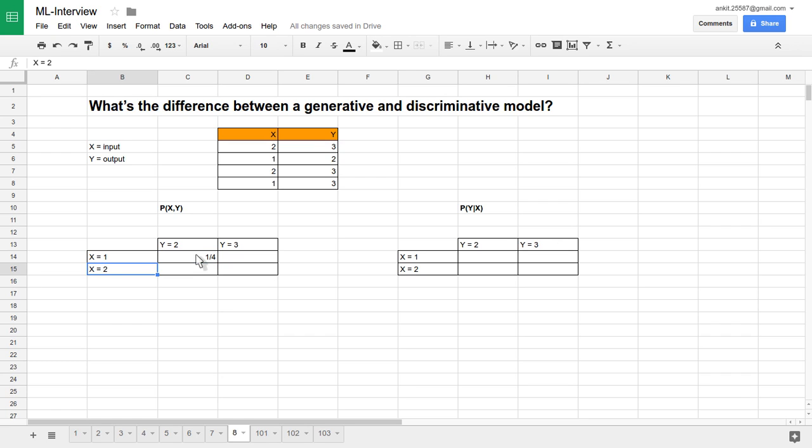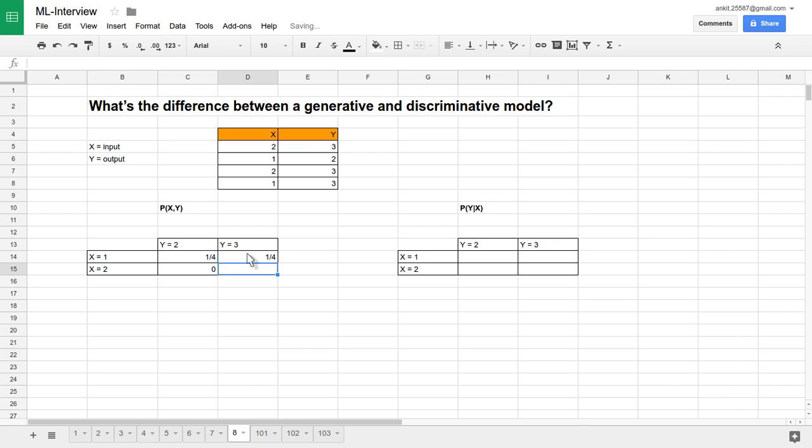Same way, x is equal to 2 and y is equal to 2. If you see this graph or the XY pairs, the combination 2 comma 2 is not occurring. So the joint probability distribution is 0 for x is equal to 2 and y is equal to 2. Then x is equal to 1 and y is equal to 3. It is occurring one time, so again it's 1 by 4.